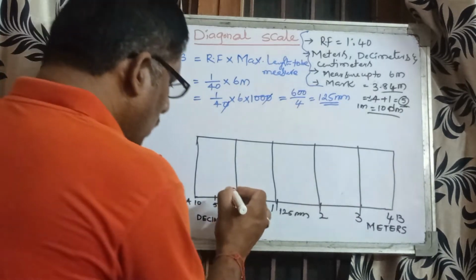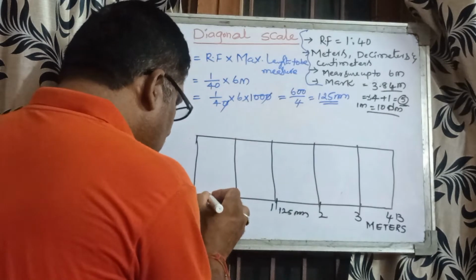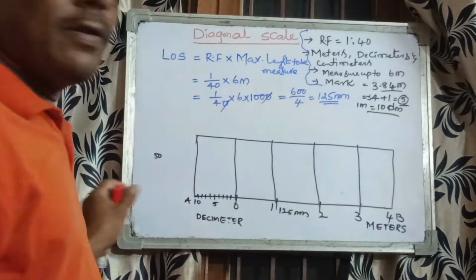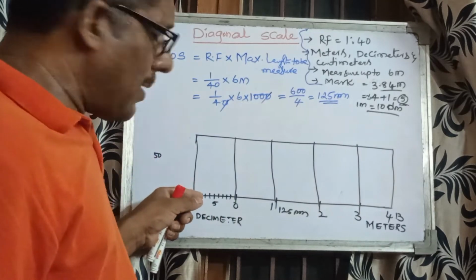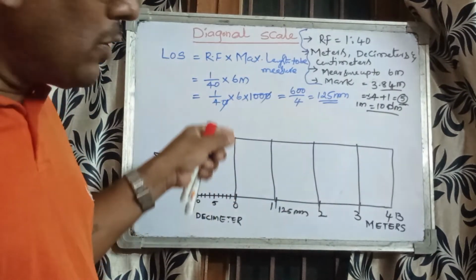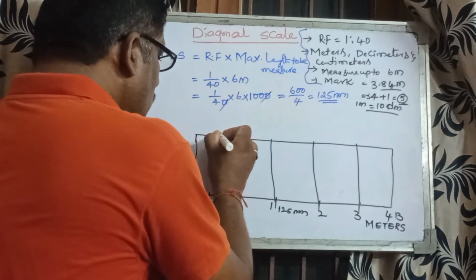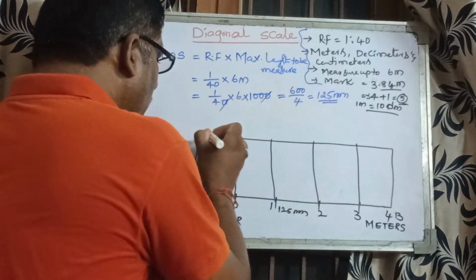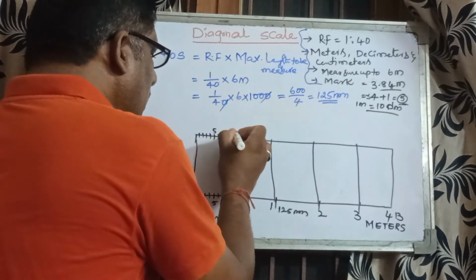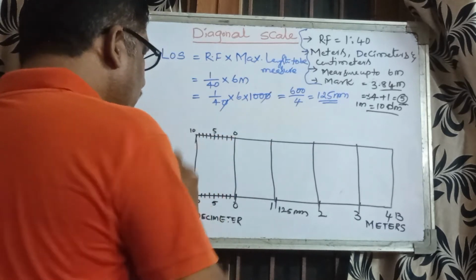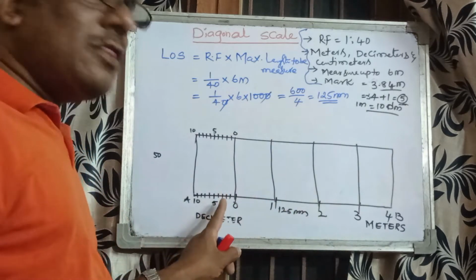Okay. So go for subdivisions. 1, 2, 3, 4, 5, 6, 7, 8, 9, 10. Clear? So now same number, same notations you give to the top also. Divide this 10 notations. So 1, 2, 3, 4, 5. So this is 5, this is 0, this is 10. So in this it is 10th part.